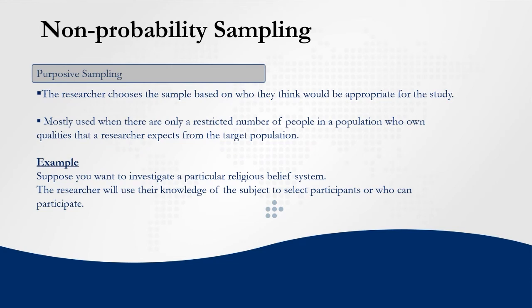And then there's also purposive sampling, where I, as a researcher, choose a sample based on what I think would be appropriate for the study. Usually you use it when there's a restricted number of people in the population who have the qualities that you are interested in. So it doesn't help to go to everyone. You go to this group because you know they have what you want. Let's say you want to look at a particular religious belief system, and you know this is where it's practiced. So you use your knowledge to say, I will just focus here.